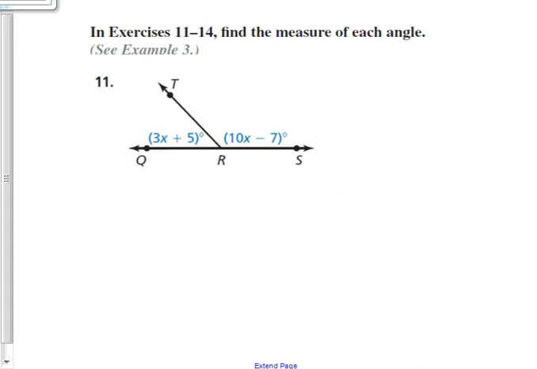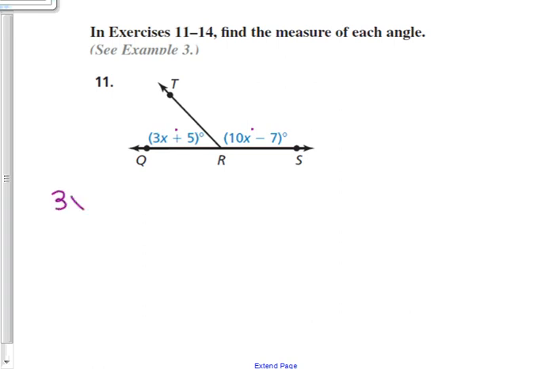For number 11, it's asking me to find the measure of each angle. So my first step here is going to be to solve for x. It's going to be my first step in most of these problems. I know that QRS is just a straight line, so it's 180 degrees. So angle QRT and angle TRS are supplementary angles because when added together they form a straight line. They form 180 degrees. So I can basically say this plus this is going to give me 180 degrees. That's what I'm going to use to solve for x first.